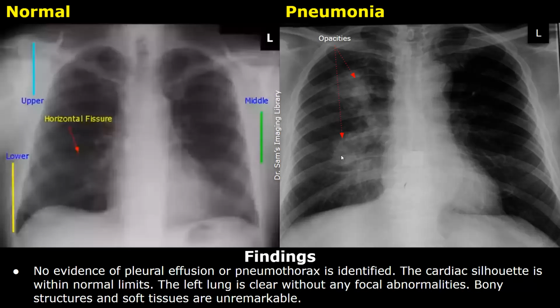No evidence of pleural effusion or pneumothorax is identified. The cardiac silhouette is within normal limits. The left lung is clear without any focal abnormalities. Bony structures and soft tissues are unremarkable.